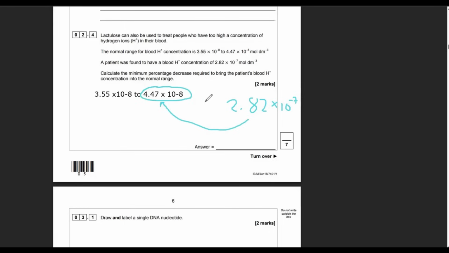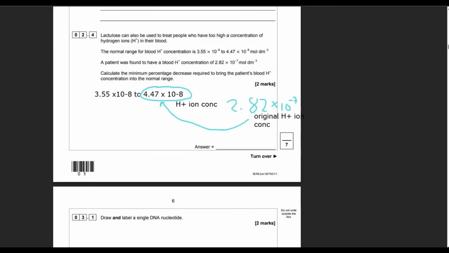So what we want to do is work out the difference between these two numbers. This is the original H ion concentration of the patient, their hydrogen ion concentration. We need to get it there. So we're going to find the difference, divide it by the original, and times 100. So let's go ahead, smash that in the calculator and see what we get.